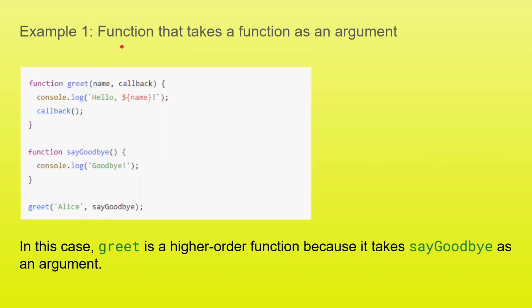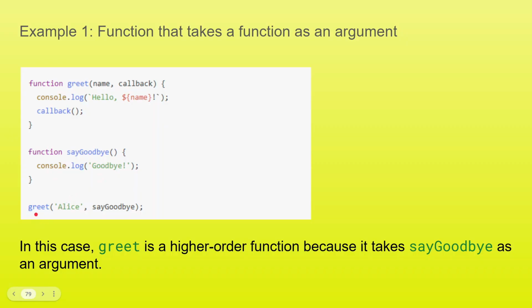Example 1, a function that takes a function as an argument. Here we have two functions, one is greet and another one is sayGoodbye, and a callback. In the greet function we have a console.log "Hello" with the name, and in the sayGoodbye function we are printing with console.log.